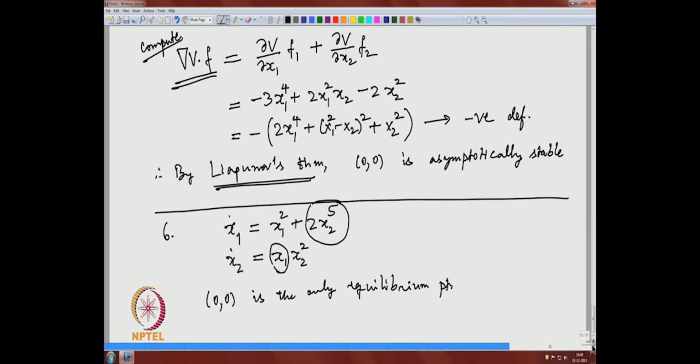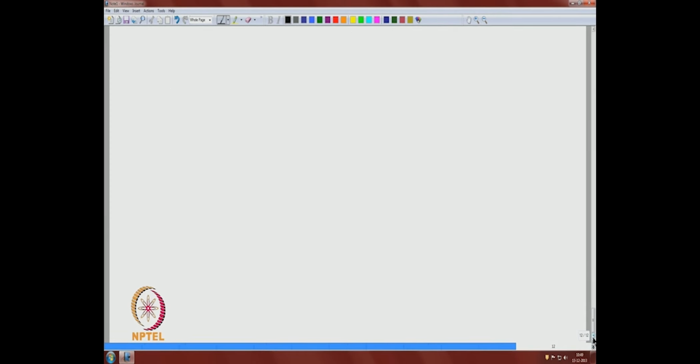So, let us consider this V(x1, x2) equal to x1 square minus x2 4. And because of this negative sign, certainly V is not positive definite. So, we can have V(x1, x2) equal to 0 for x1 square equal to x2 4, and x1, x2 need not be 0.